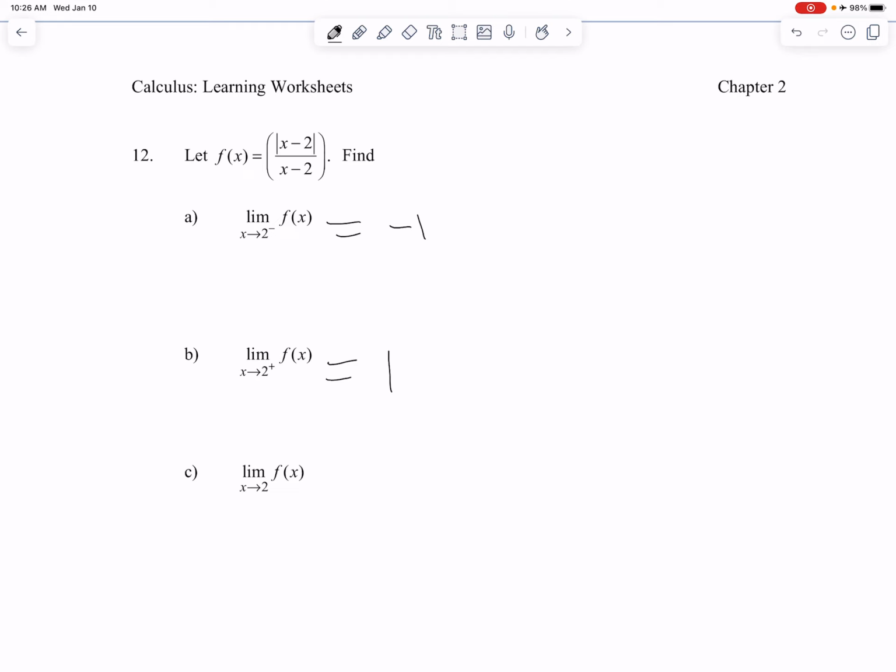Okay, now the important part. Our left-hand side and our right-hand side are not going to the same value, so the limit does not exist. Unfortunately. Whenever we want to determine if the limit exists, we need to make sure that our left-hand side and our right-hand side are taking us to the same value. In this case, they're not. One's a -1, one's a +1.